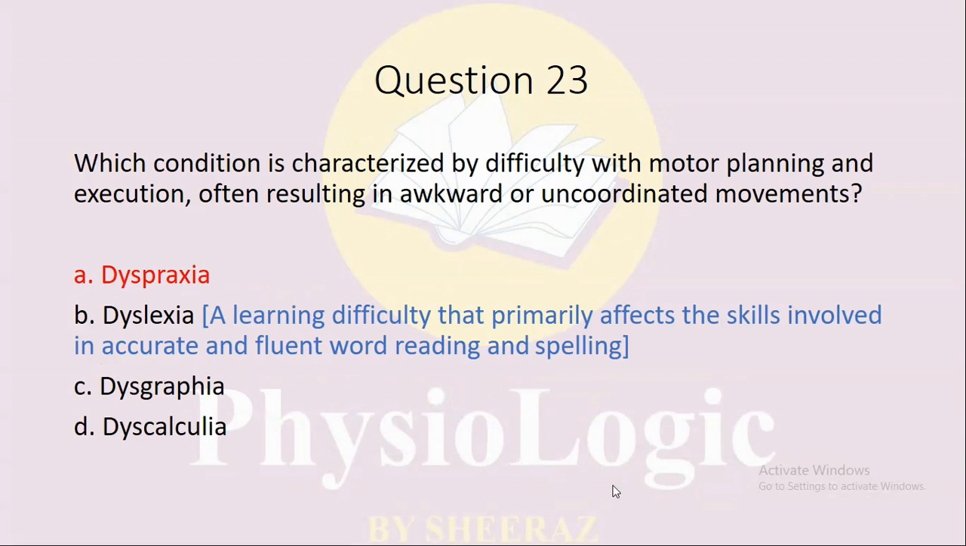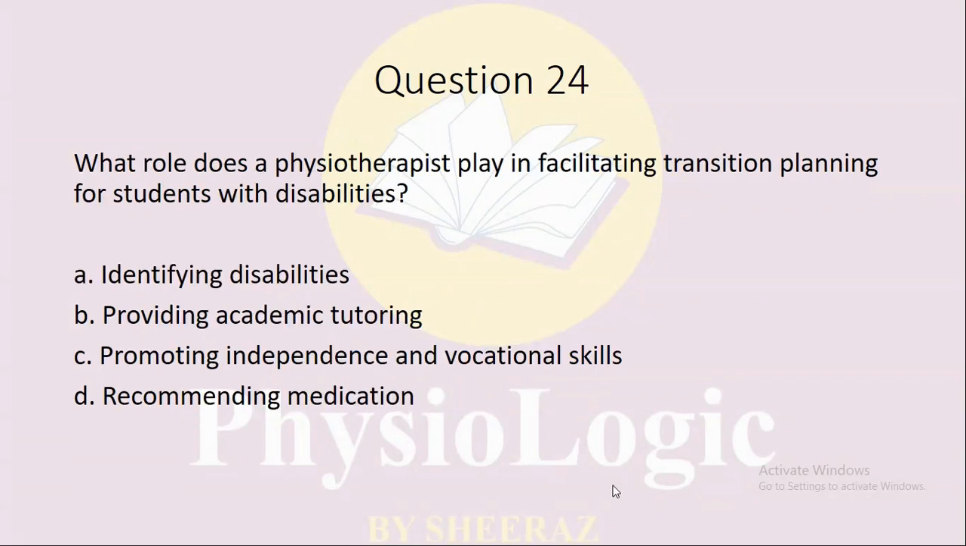Dyspraxia is basically difficulty with motor planning and execution, and dyslexia, as discussed before, is a learning difficulty that primarily affects the skills involved in accurate and fluent word reading and spelling. Dysgraphia and dyscalculia have been discussed in previous MCQs.